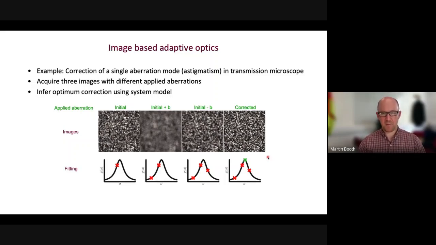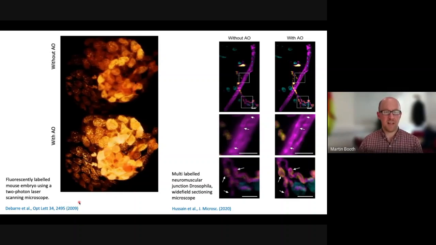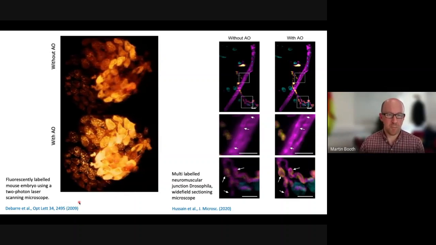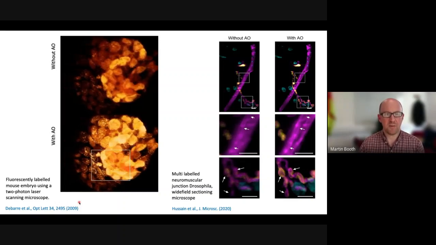And we've developed these methods for different types of microscopes. So just to give you two examples on the next slide. The one on the left is where we've used a two-photon fluorescence laser scanning microscope in order to look at fluorescently labeled mouse embryos. So this is like a ball of cells, approximately 100 micrometers thick. And we're focusing through to the bottom of this.